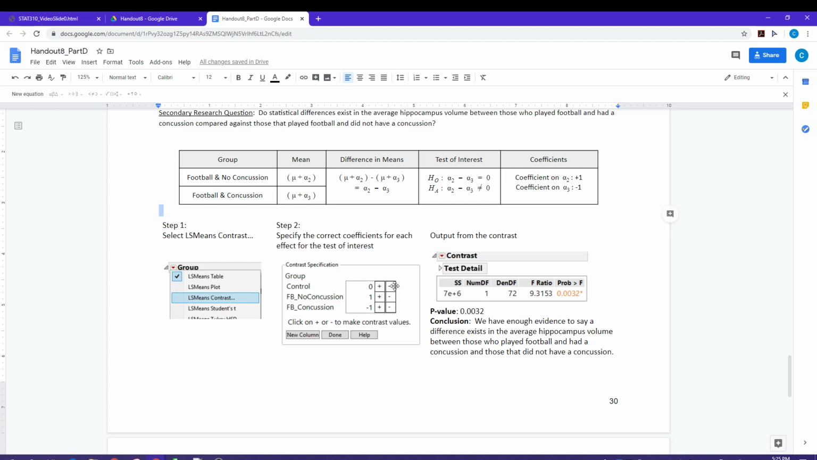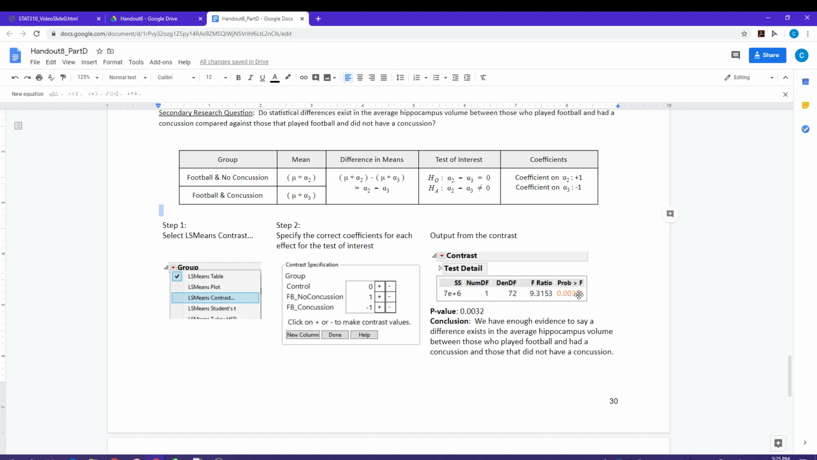So these coefficients right here in the middle of the screen are determined by what you want to test, and then you need to look at the coefficients on each of those parameters. Here it'd be 1 and a minus 1. Go ahead and say done.